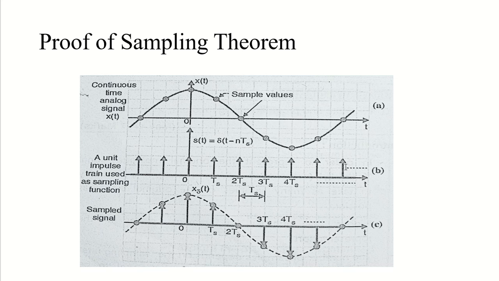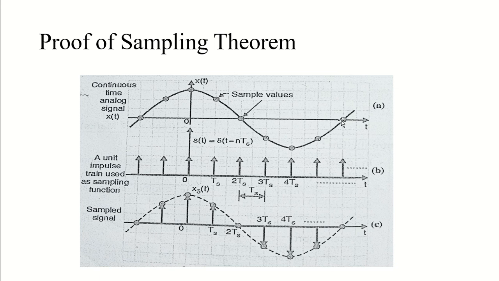Now we have to prove the sampling theorem. So let's see how we can prove it here. We need to make some assumptions in order to prove this sampling theorem. The first assumption is x of t is a continuous time analog signal. Let's assume my signal looks like this. It is a continuous time analog signal, and here you can see this value and this value and this value are all the same. One cycle is getting completed over here.